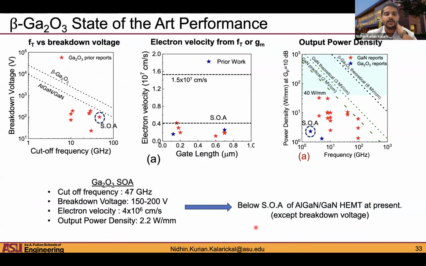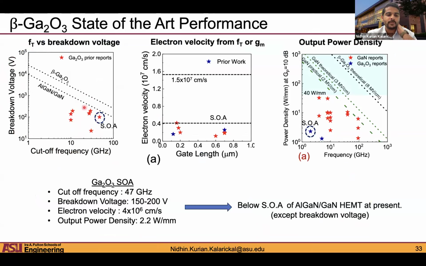So this is sort of a summary of some of the state-of-the-art performance for gallium oxide. The plot on the left is showing reports of gallium oxide devices. These are all lateral devices in terms of breakdown voltage and cutoff frequency. And the cutoff frequency performance is somewhat limited. The maximum is around 40-45 gigahertz.